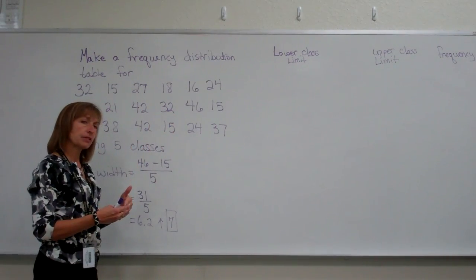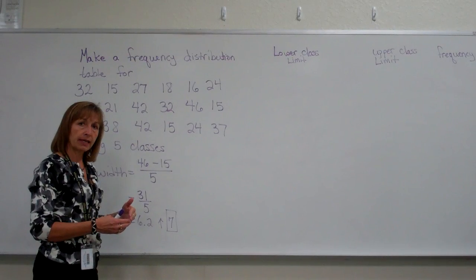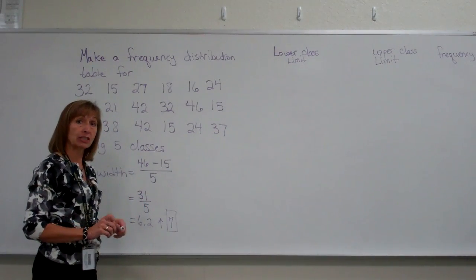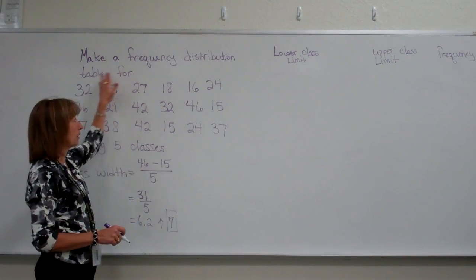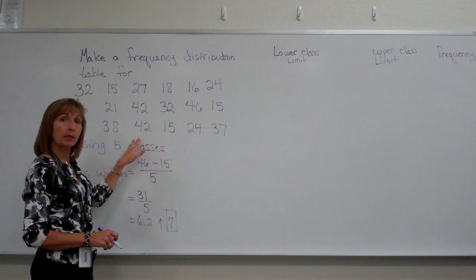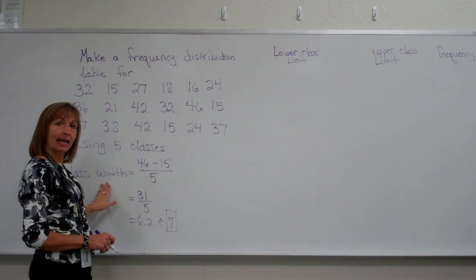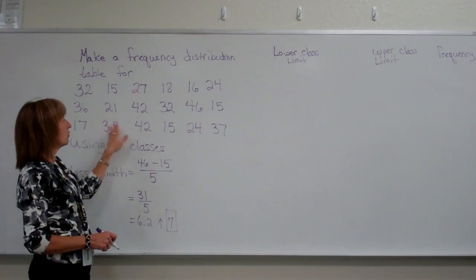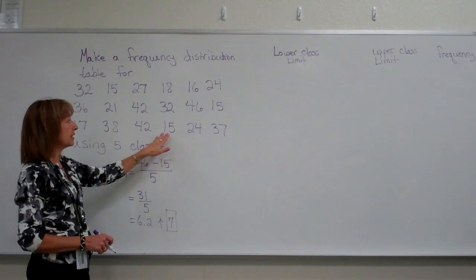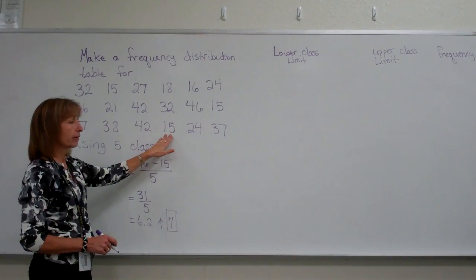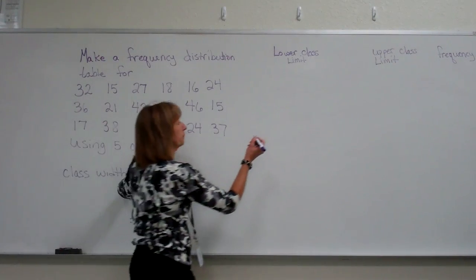And there's a couple different ways that you can start your process. We are going to start by having our lower class limit of our first class being the smallest number within the data set. Remember, we had this data set, and in the first segment, we looked at how to find the class width. The smallest number within all of these data values is 15. So we're going to start our lower class limit of our first class with 15.